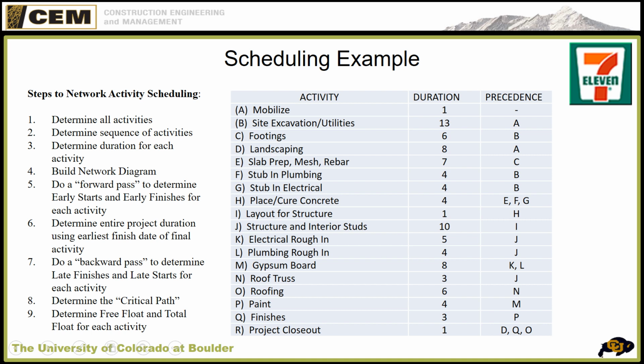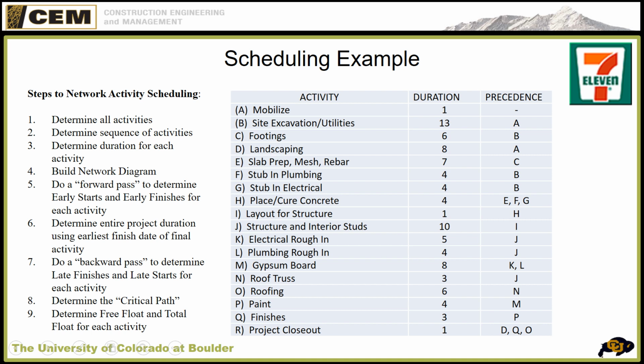So for example, this one that says E, F, and G, I cannot place or cure concrete until E, F, and G are done. I cannot place or cure concrete until the slab prep's done, plumbing's done, electrical's done, which makes sense, okay? So that was number 2.